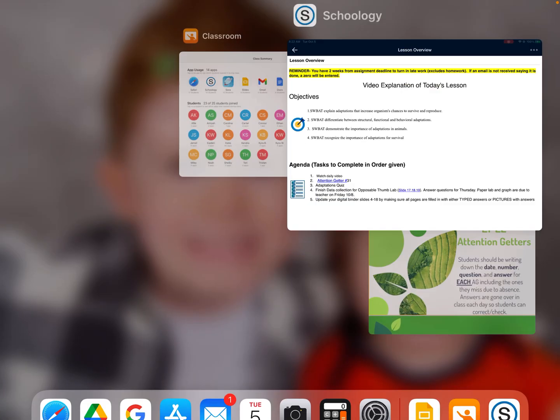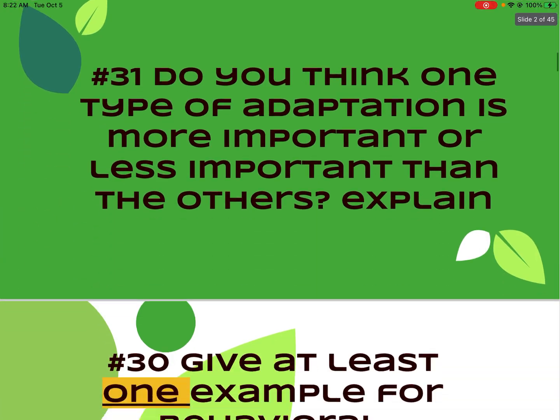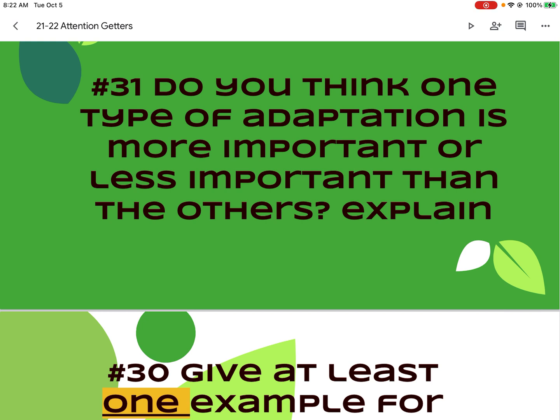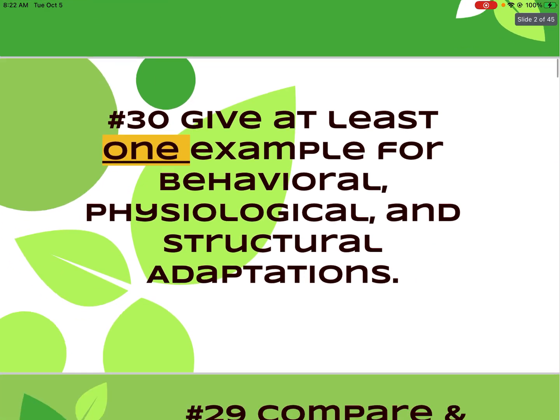Attention getter number 31. Let's go ahead and look at that first. This is a thinking question for you. It says, do you think one type of adaptation is more important or less important than the others? Explain. The adaptations we're talking about are the behavioral, the physiological, and structural.